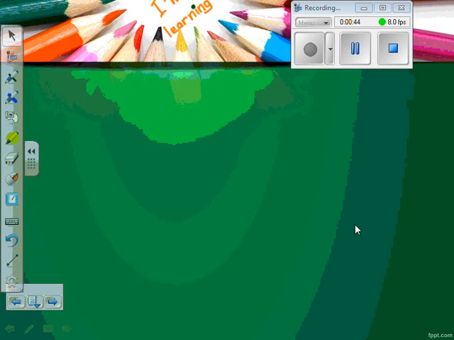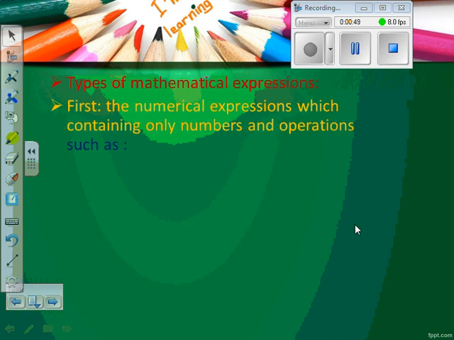We have two types of mathematical expressions. The first one is called the numerical expressions, which contain only numbers and operations, such as 7 plus 13. We have 7 and 13 as numbers and the addition sign. Like 3 times 7, 45 divided by 9, 27 minus 10. All of these are numerical expressions.